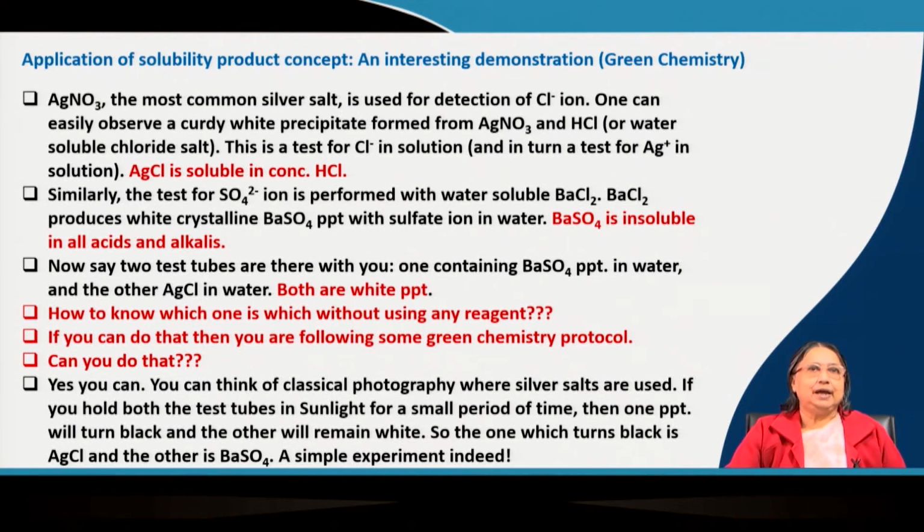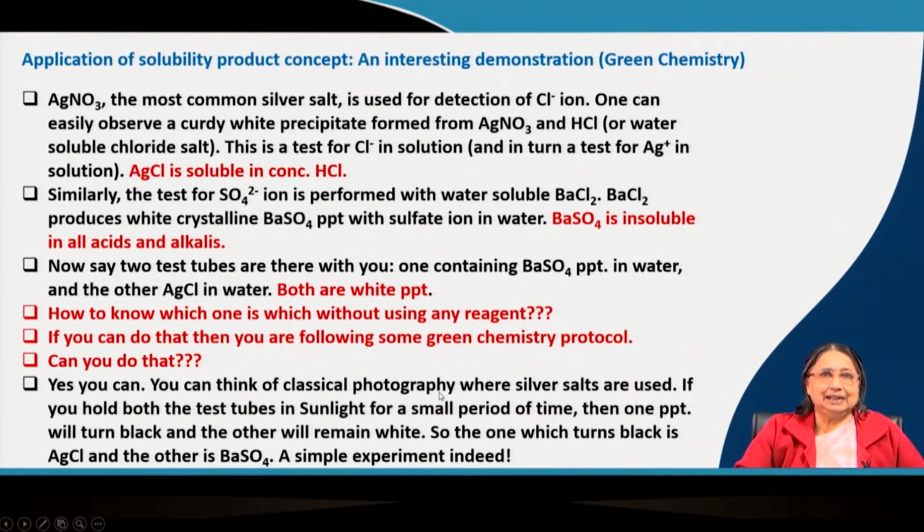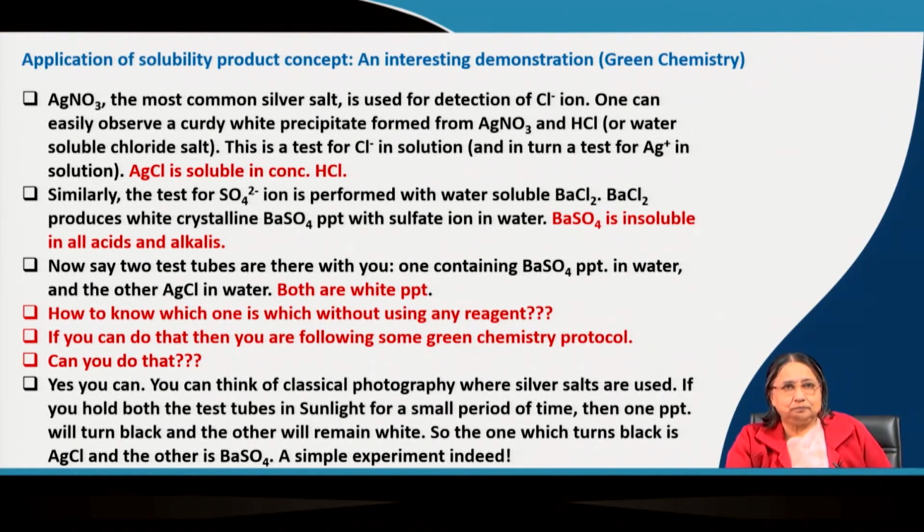Can you do that? Yes, you can. You can think of classical photography. Classical, because now everybody is using the digital camera, so we are almost forgetting classical photography where silver salts are used. If you hold both the test tubes in sunlight, in classical photography also we do the same thing. We expose the silver salt to light, and then it becomes colored black, silver chloride will become black.